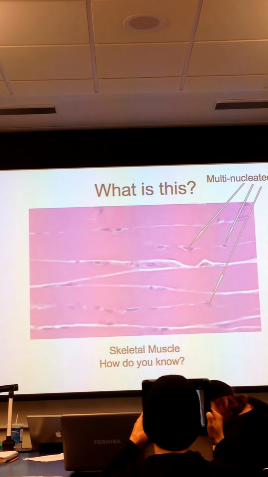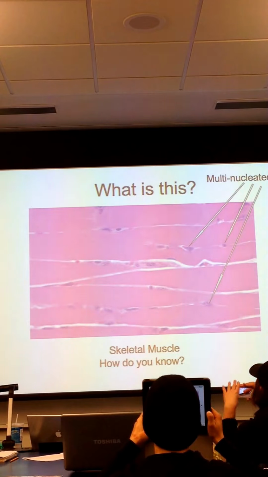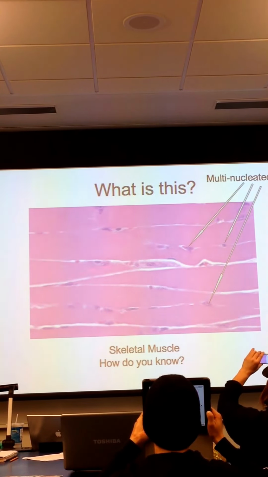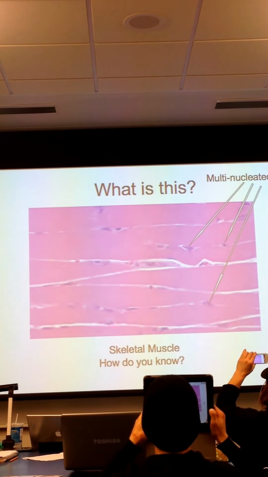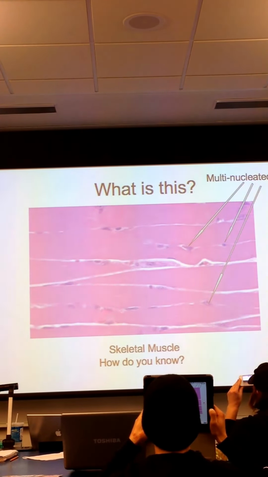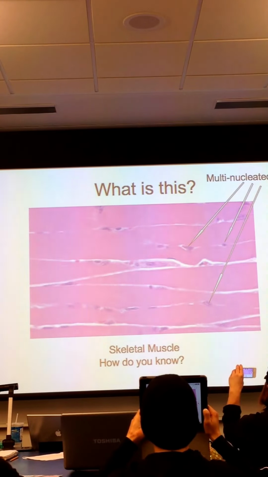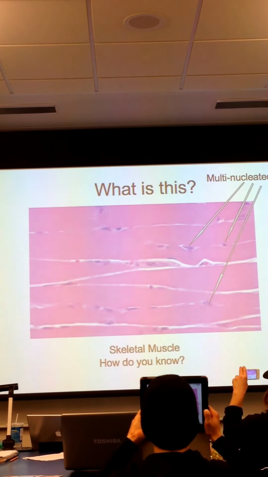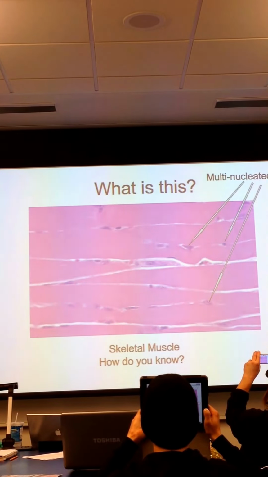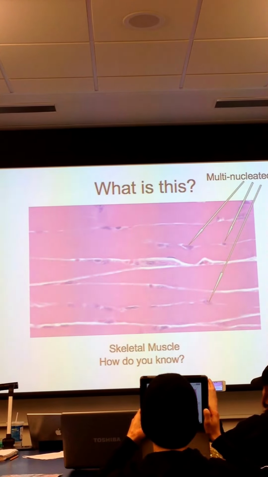It is multinucleated. Remember we saw this. Each of these, where we have these white bands, is a muscle cell, and all these little purple guys are the nuclei. So it is skeletal muscle because it is multinucleated. Anybody need an extra minute here? No? All right.